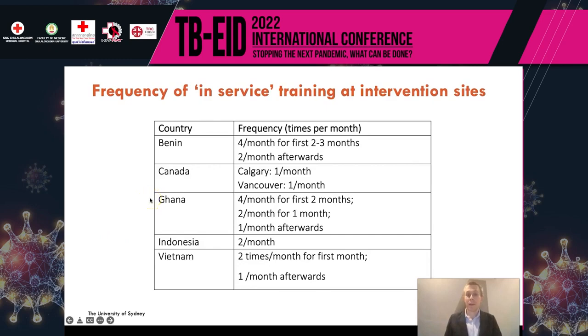The Vietnamese experience included in-service training twice a month for the first month and then once every month after that. You can see here in the other countries that there were different schedules of in-service training based on the local needs and resources.